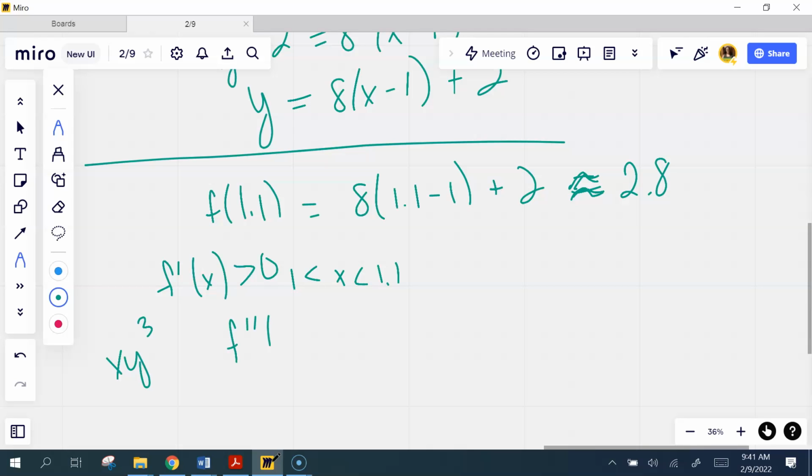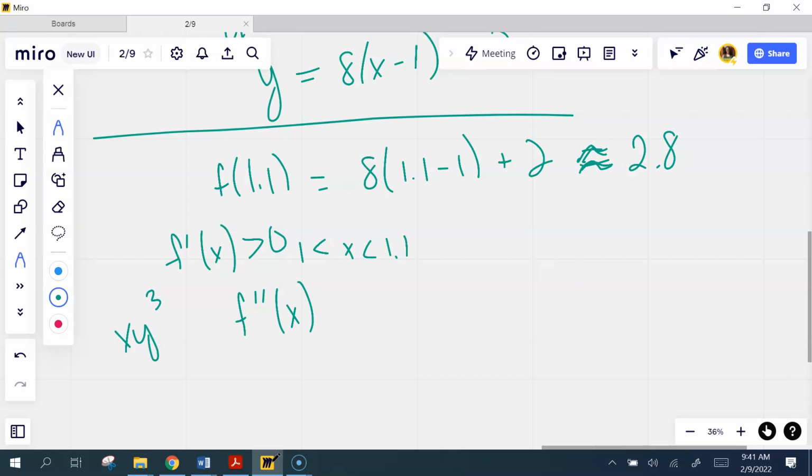And the second derivative, and ironically enough, this is the only reason I was given the second derivative for this whole problem. So it wasn't as bad as what it looked. The second derivative being y to the third times 1 plus 3x squared y squared. Always positive on that interval as well, right? So positive on 1 to 1.1.